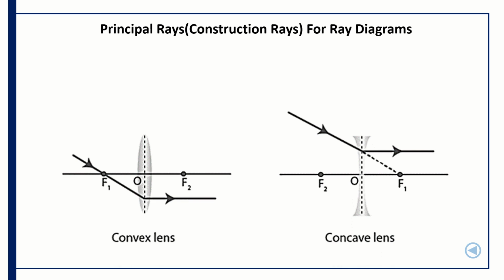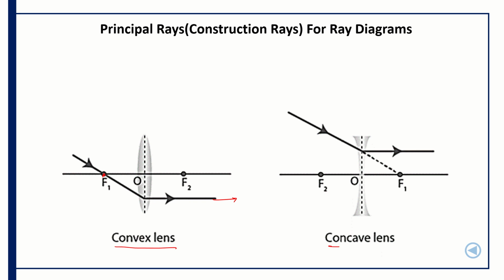In the third case, what is happening? If a ray is passing through the primary principal focus. In the case of a convex lens, if the ray is passing through the primary principal focus 1, then after incident on the lens and getting refracted, the emergent ray of the lens will emerge parallel to the principal axis.